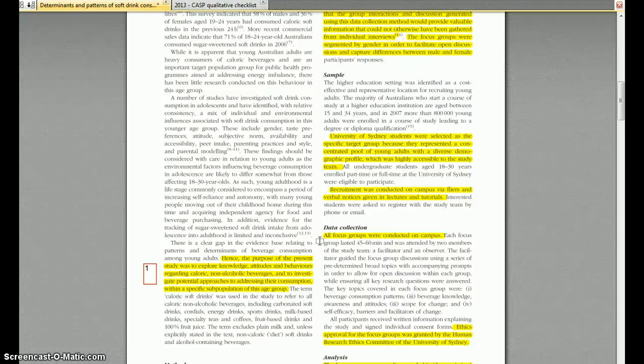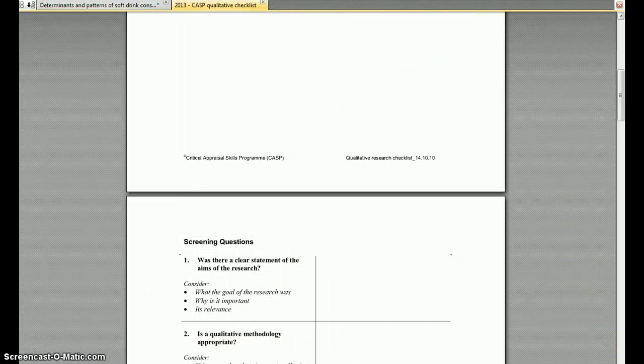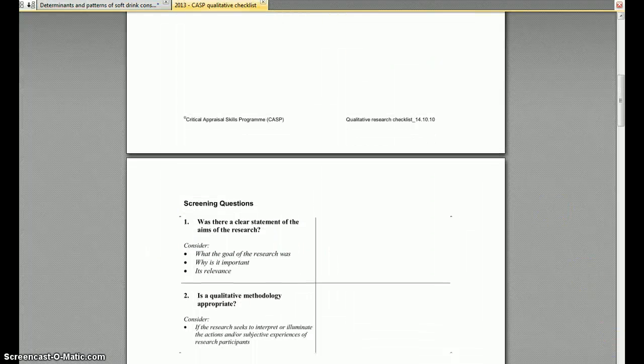So that's quite clear. It has a population, it's young people, particularly university students. It has an exposure, caloric non-alcoholic beverages, and what we're looking for is the phenomenon of knowledge, attitudes and behaviours. So moving on, secondly, is a qualitative methodology appropriate? So are we seeking to interpret or illuminate the actions or subjective experiences of research participants?